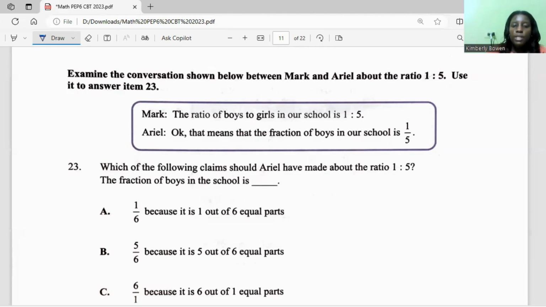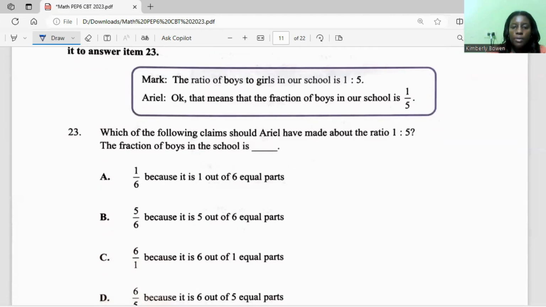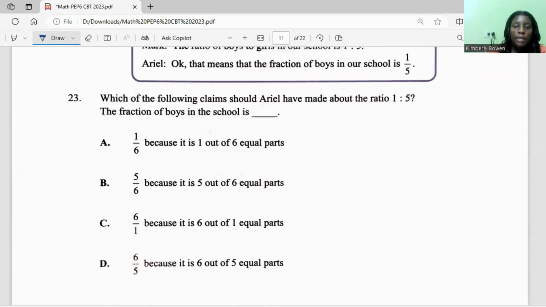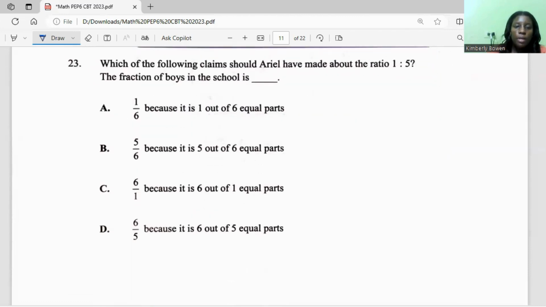The fraction of boys in the school is 1/6 because it's 1 out of 6 equal parts. The fraction should be 5/6 because it's 5 out of 6 parts. Or the fraction should be 6/1 because it's 6 out of 1 equal part. Or 6/5 because it's 6 out of 5 equal parts.